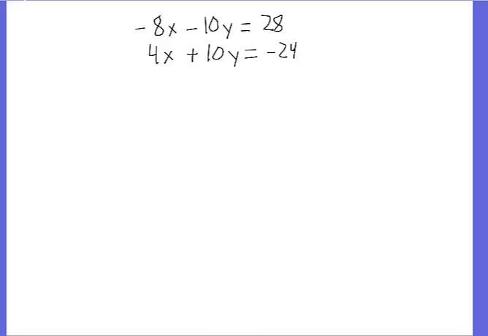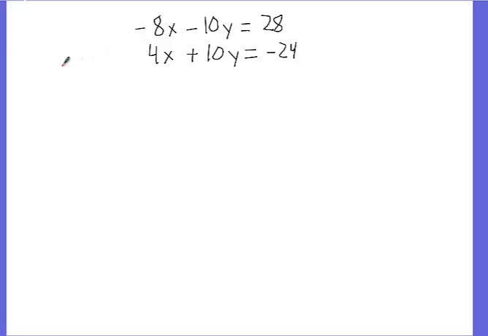Okay, it's negative 8x minus 10y equals 28. 4x plus 10y equals 24. Okay, so this is the big shebang. This is using elimination to solve a system of equations. If you notice, both of our equations are in standard form. Okay, so we easily can't graph them. We easily can't substitute. So when all else fails, you use elimination.